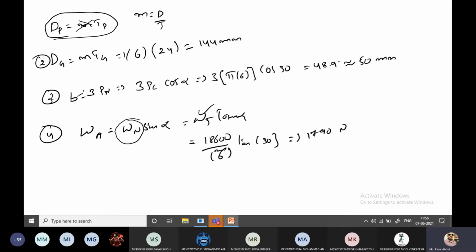Now, any doubts regarding this helical type of problem, Babu? Helical gearing. If you don't have any doubts, we will move to the next topic, bevel gearing. Shall I move to the bevel gear?